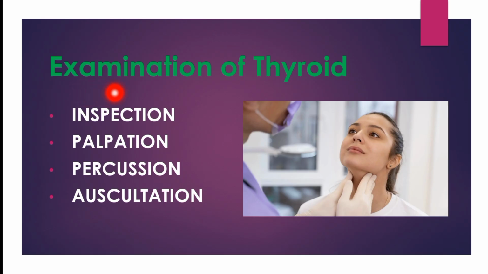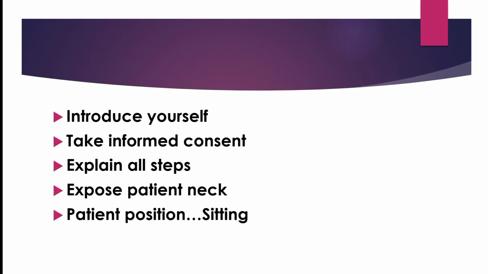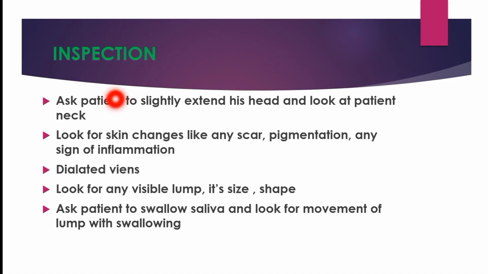So today we will talk about the examination of the thyroid gland. The steps involved in the thyroid examination are inspection, palpation, percussion, and auscultation. Before starting the examination, first of all, you should introduce yourself to the patient, take informed consent from the patient, explain all the steps of examination to the patient, and expose the patient's neck and give proper positioning in the sitting position. So the first step in the thyroid examination is inspection.